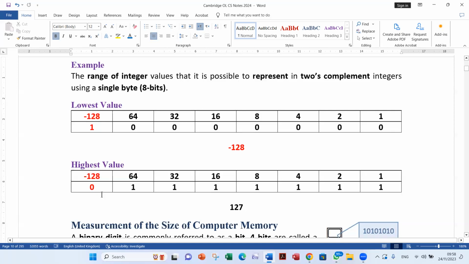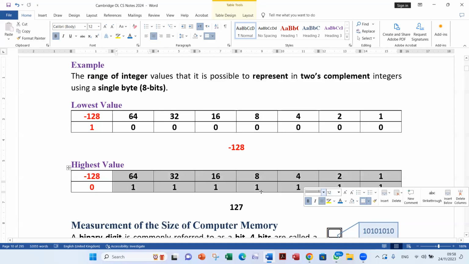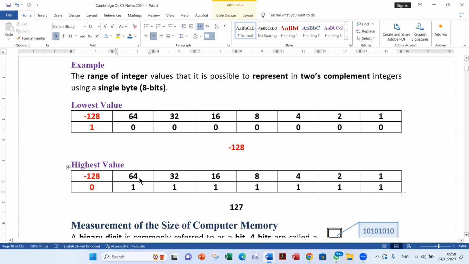And for example, this is the maximum value that can be stored in 7 bits. Twice this, 64, twice this is 128, minus 1 is 127. You may get a question that is asking you to do the same with 12 bits 2's complement. On the far left, you will be having -2048. Okay?